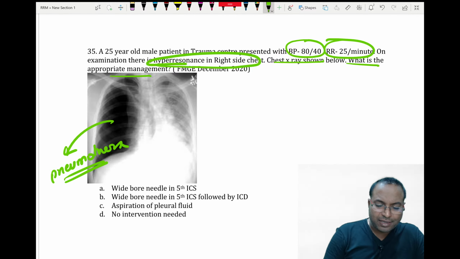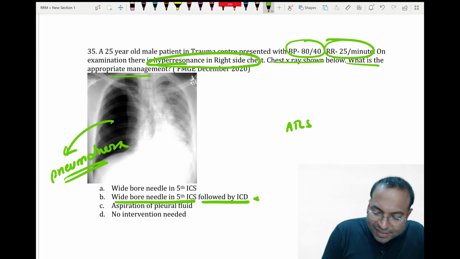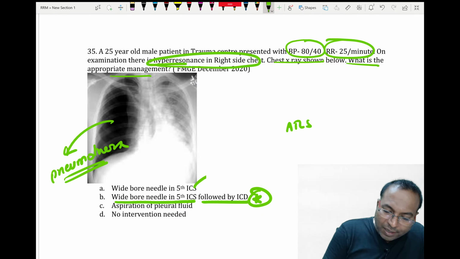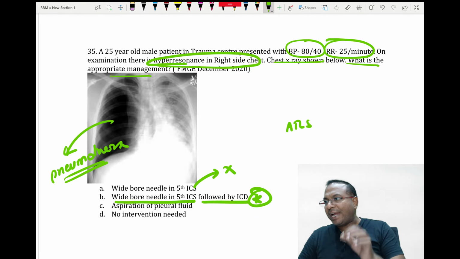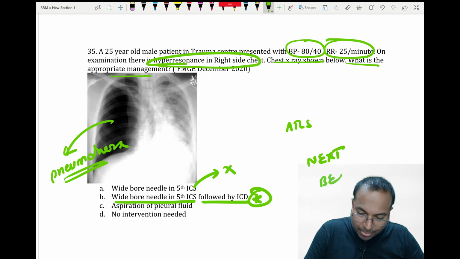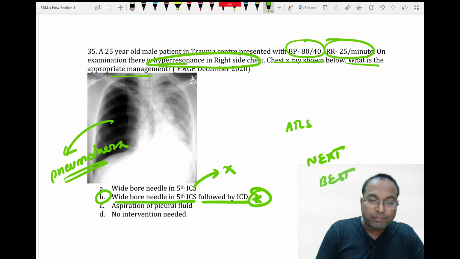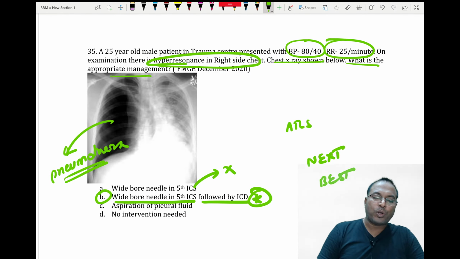This question is a classical question I told you from the ATLS manual. So wide bore needle in the 5th intercostal space followed by ICD. This is the correct answer. I don't know why people wrote A in this exam. Many of them wrote A. They are not asking what is next, they are asking what is the best. The best is put a needle and put an ICD. Put a needle, arrange ICD and put it in the next 10 to 20 minutes. That's all.